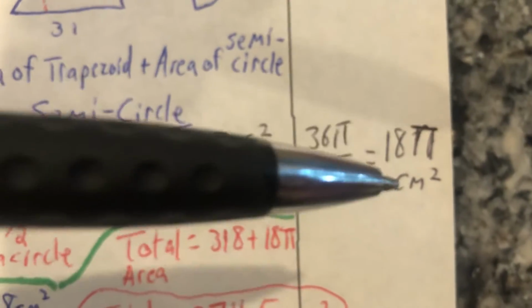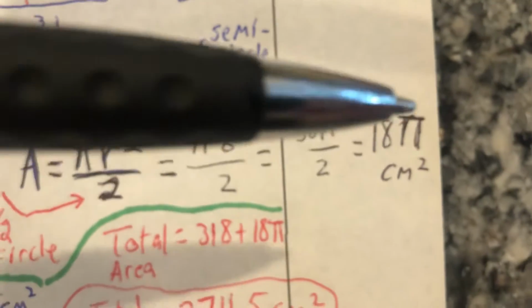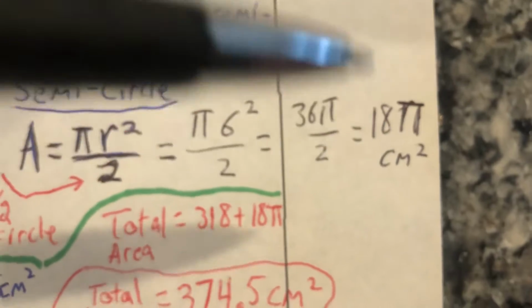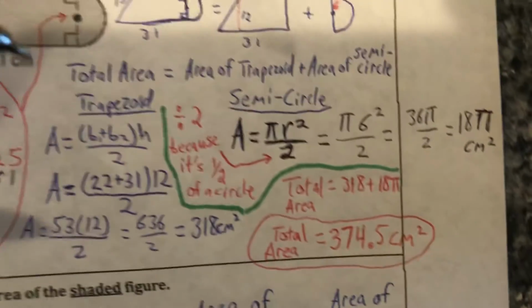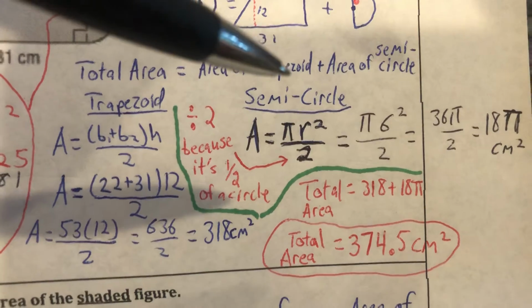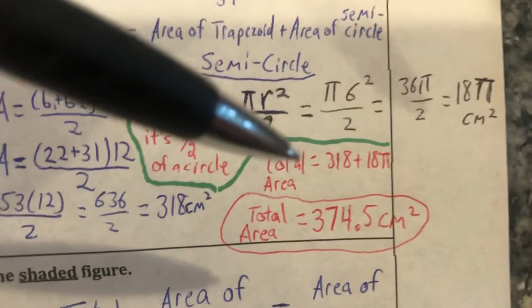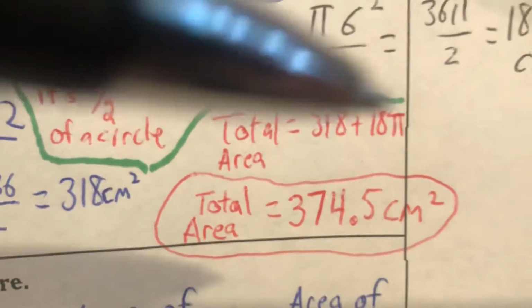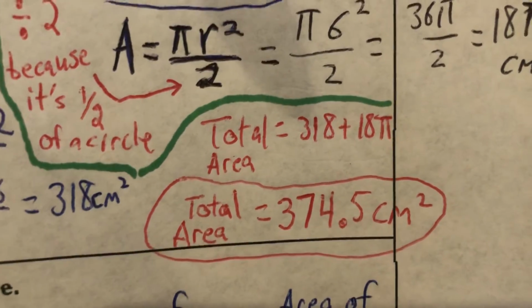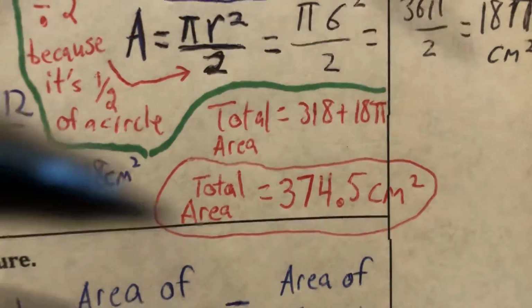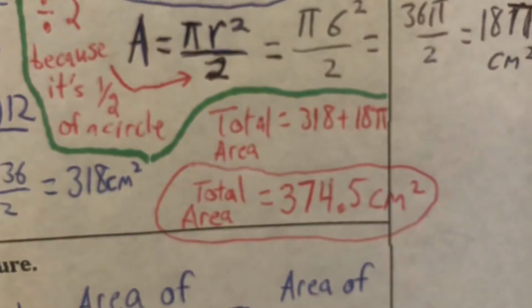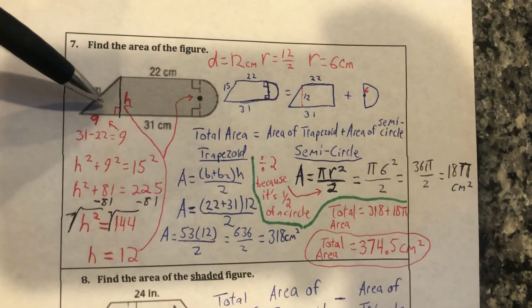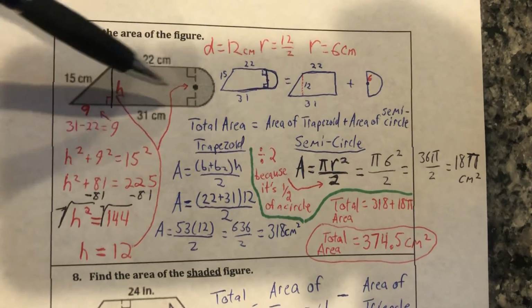Now, I didn't even bother getting a decimal yet because, again, I don't like rounding until I really need to because I don't want to throw off the integrity of the answer. I don't want to compromise that answer. So back to the equation we made where the total area equals the area of the trapezoid plus the area of the semicircle. We're going to be adding 318 for the trapezoid plus 18 pi for the semicircle. When we add those two together on our calculators and round to the nearest tenth, you should get 374.5 centimeters squared. So just breaking it down into more manageable shapes, adding them together.